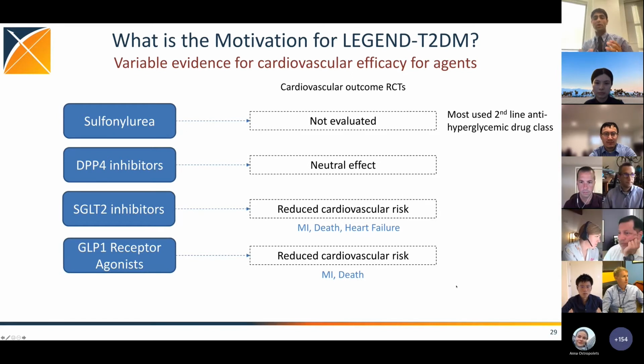Newer classes of drugs that focus on different mechanisms, including DPP-4 inhibitors, were actually tested in cardiovascular outcome studies based on a recommendation from the FDA to assess this in large trials. The newer drugs tested in this class have a neutral effect. However, two promising drug classes have emerged, including SGLT2 inhibitors, which in large cardiovascular outcome trials have been shown to reduce the risk of MI, death, and heart failure for most drugs in these classes. Similarly, GLP-1 receptor agonists, which are injectable drugs, also reduce cardiovascular risk.